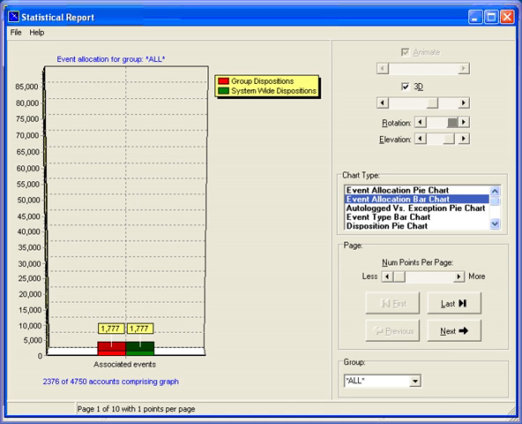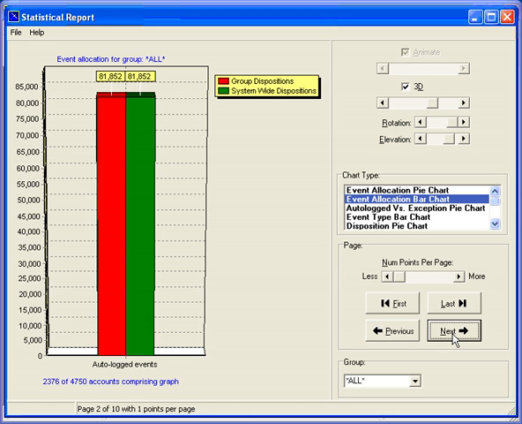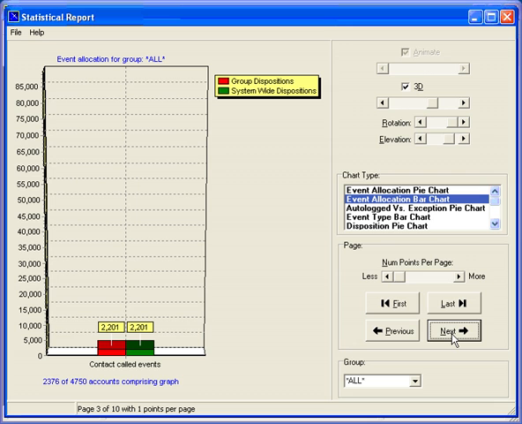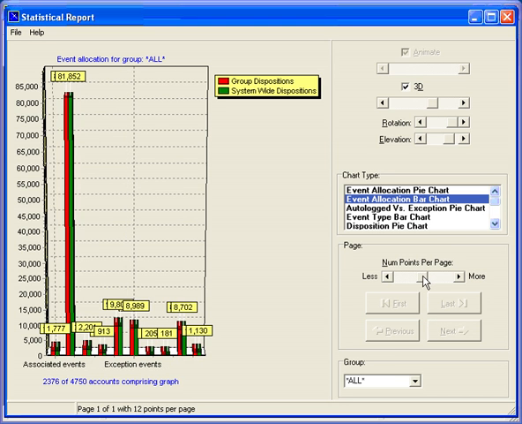For the historical type events, associated events are type 1s. If we go to the next one, auto-logged events are type 0s. Contact calls, I believe, are type 5s. But we start getting a feel, in this case, for during this period, 2,201 times an operator called a contact. Data entry events, there were 913 and so forth like that. So we get a nice breakdown of what's located within the history.